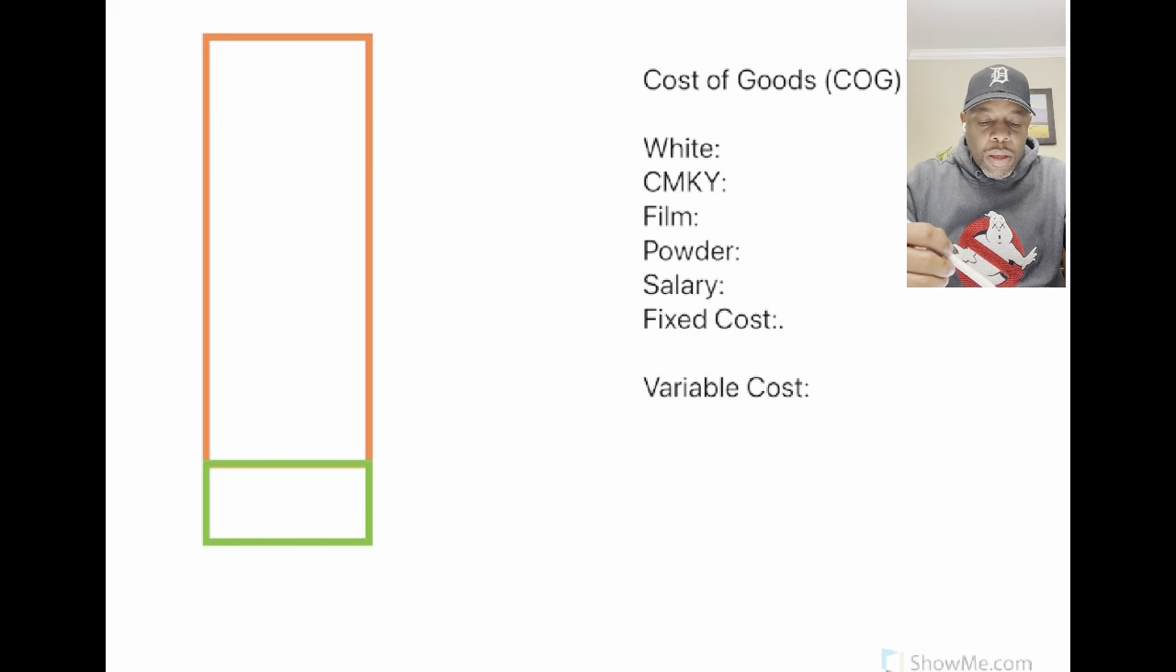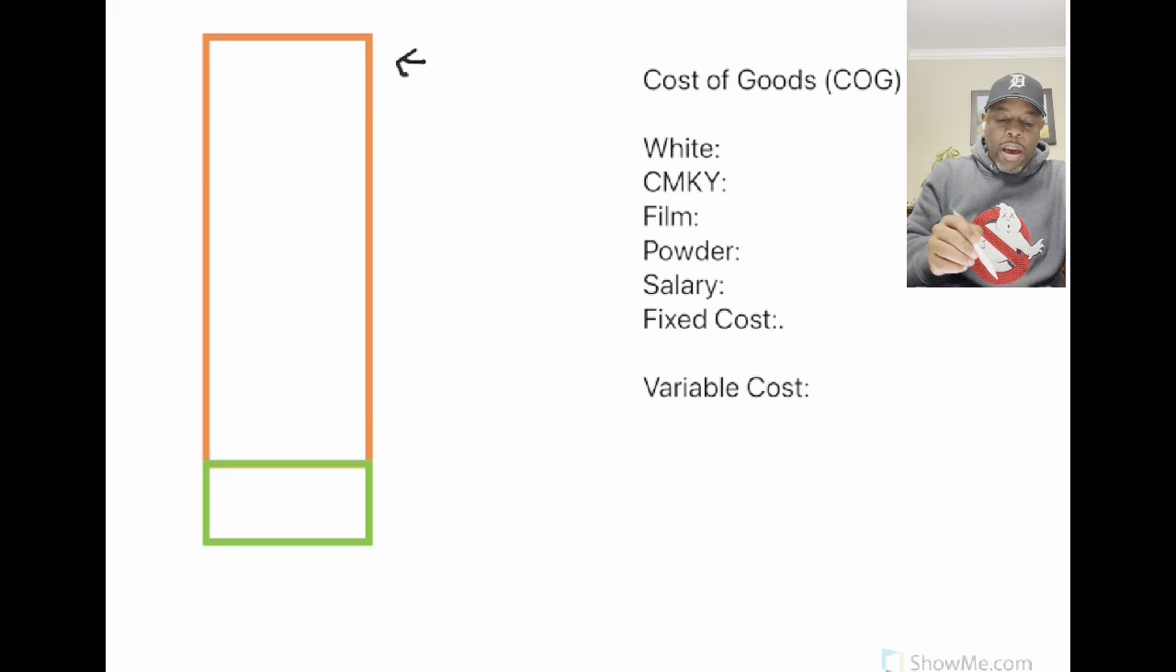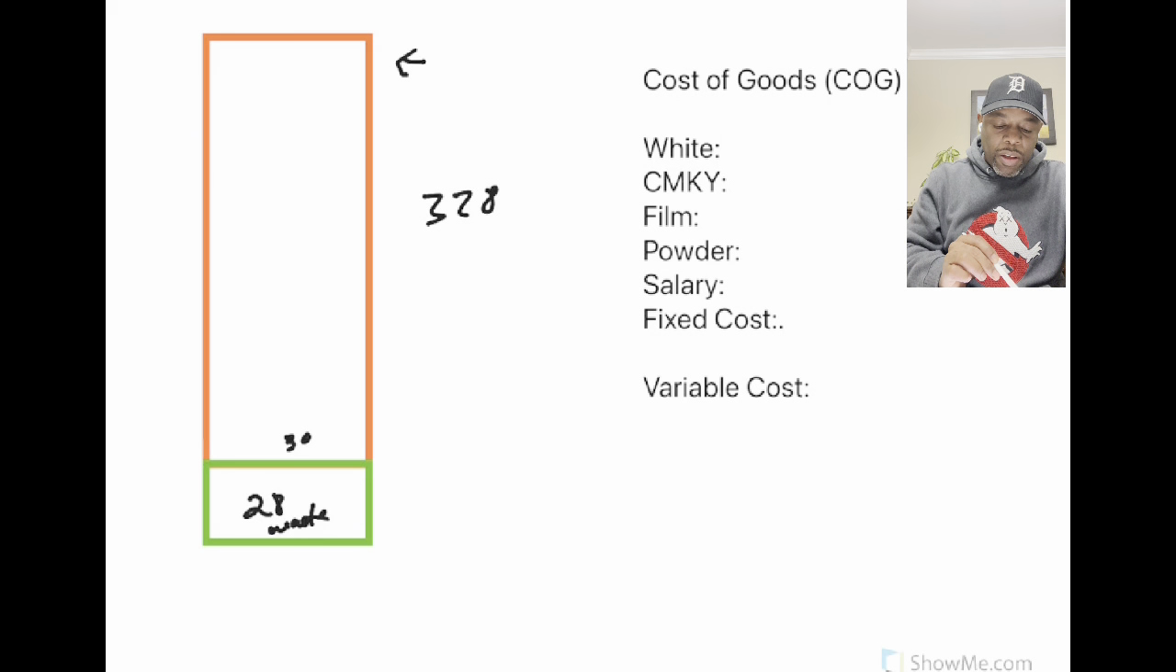So when you look here, this here is going to represent a roll of film. So you generally have 328 feet, right? But what we do for all of our calculations is we account this little green area here, which is 28 feet. We'll count that for waste. So we don't even count that. So we do all of our calculations based off of 300 feet.